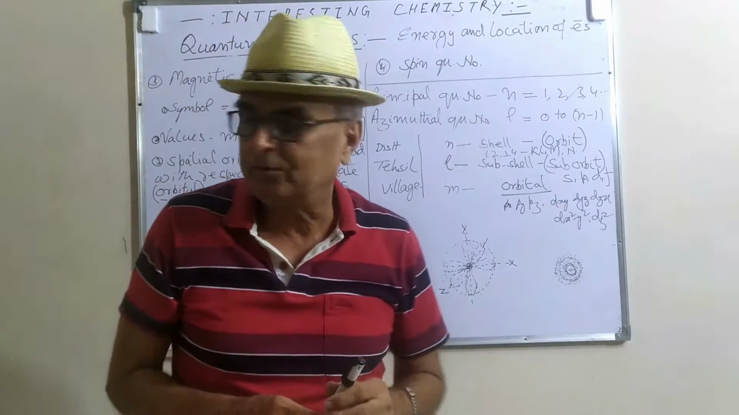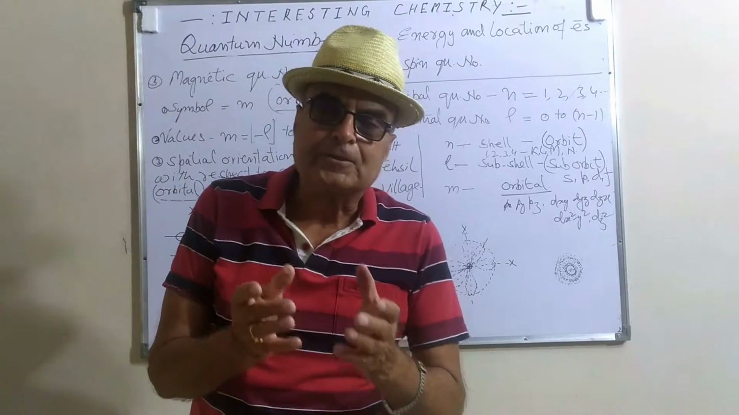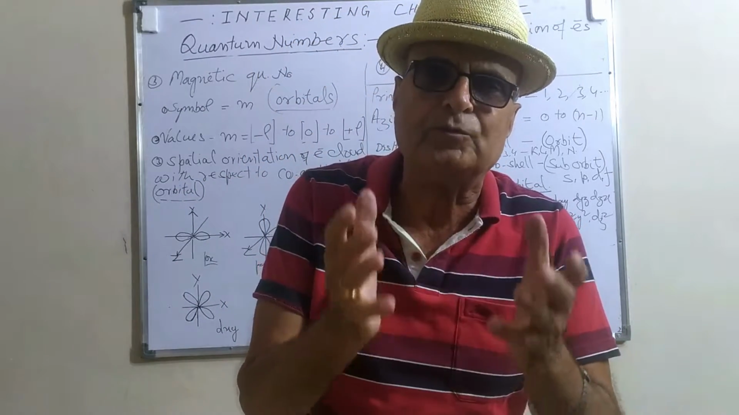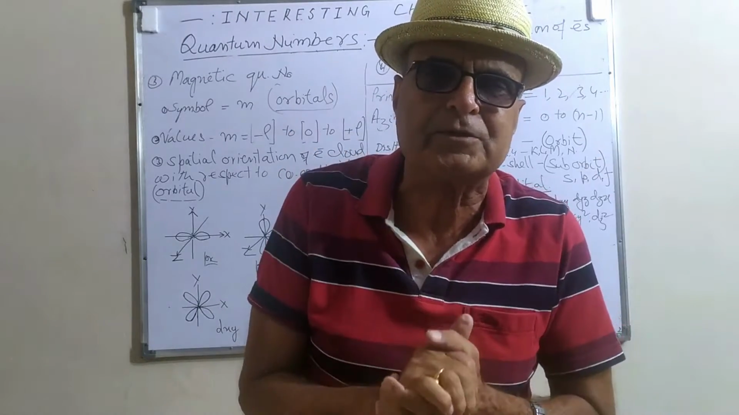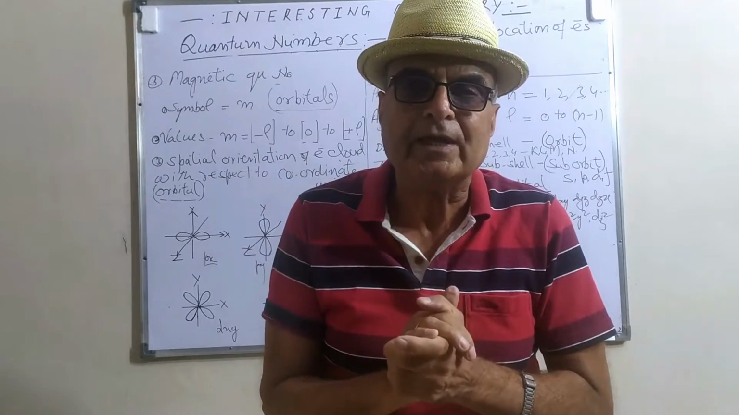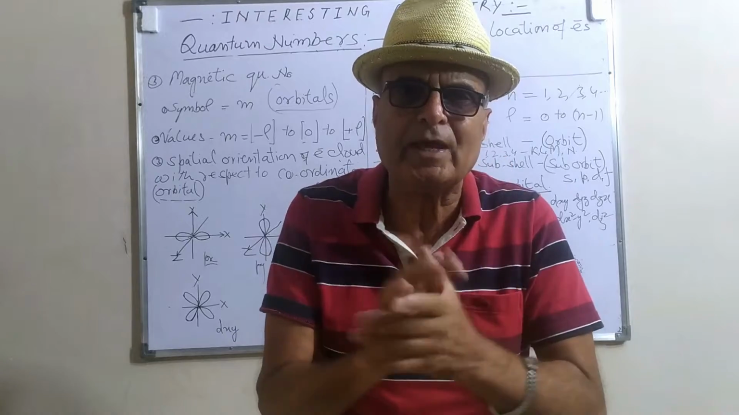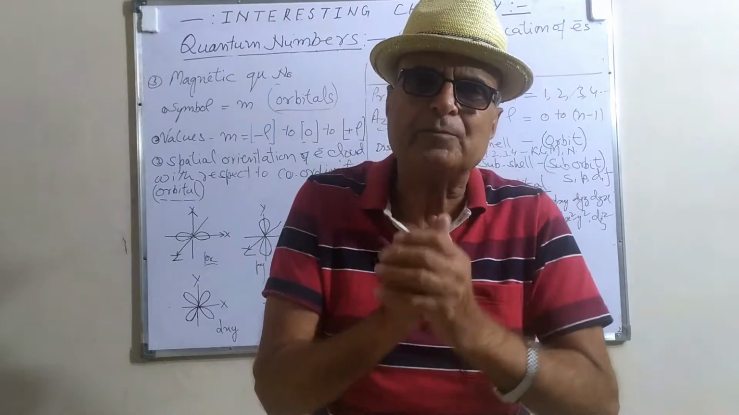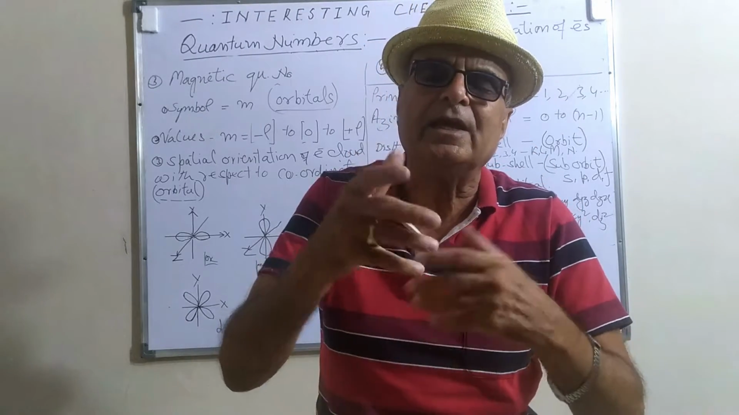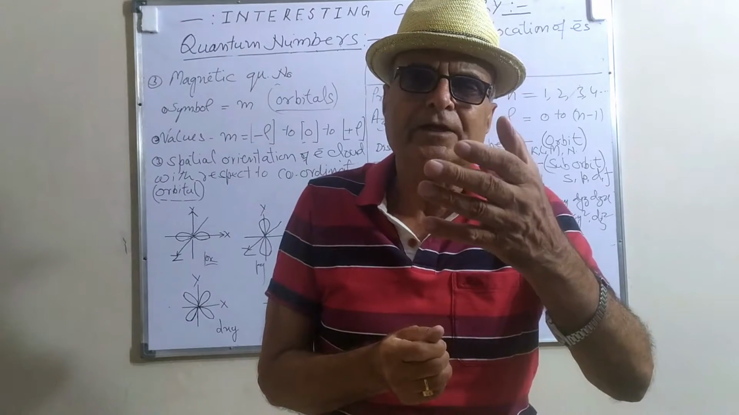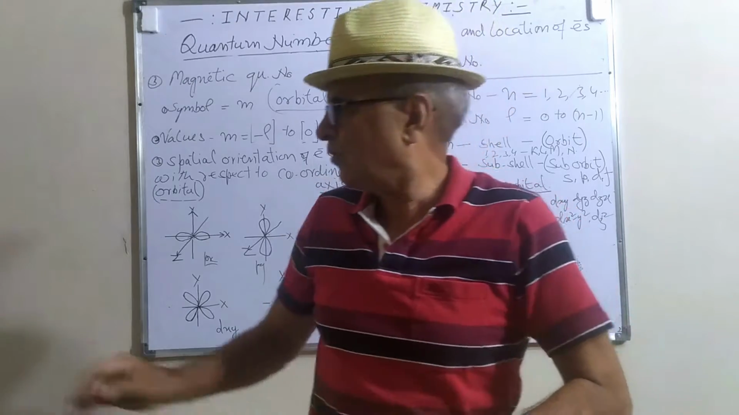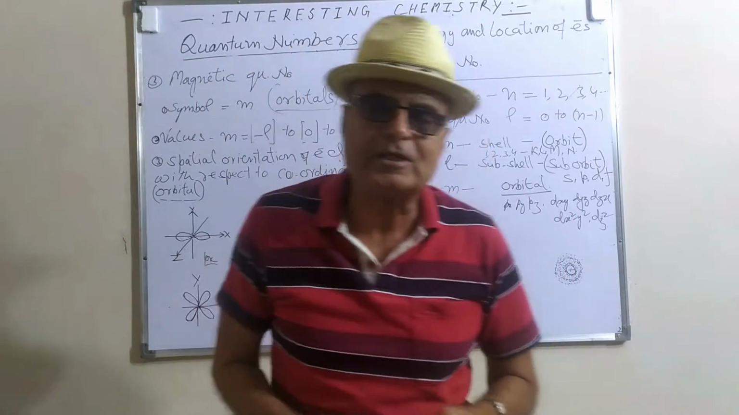As I told you in my previous video, the shape of the electron cloud of the p orbitals, or the p subshell, is dumbbell shaped. Did you ever visualize how we can say the shape of the p orbital, or the px orbital, is a dumbbell shape? I will explain it to you.